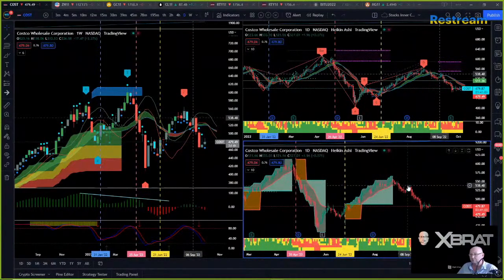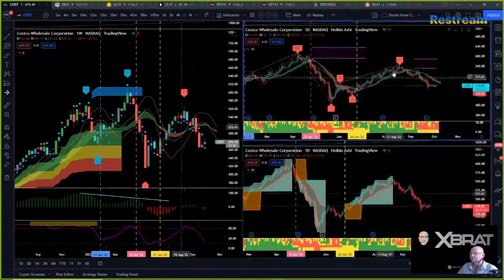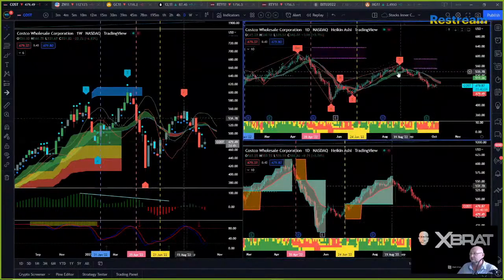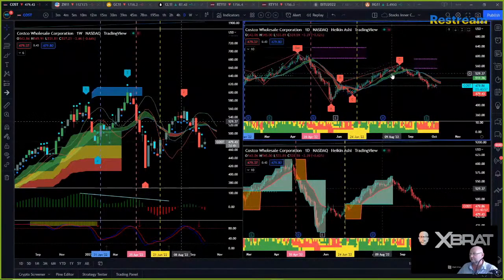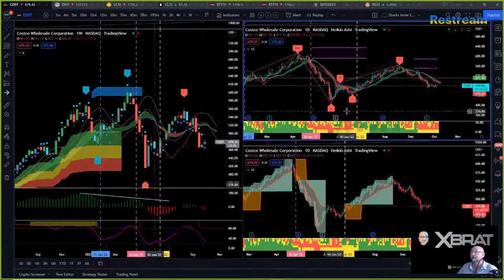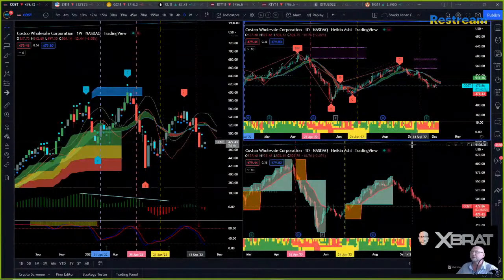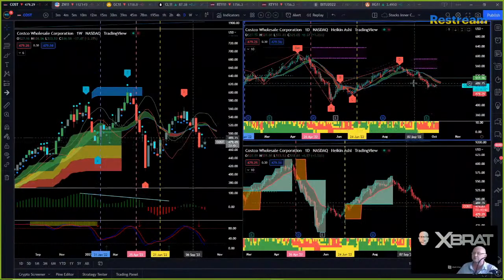We don't get the backup of the roller coaster this time, but we do have a fantastic shorting opportunity at around 529.37, and it's still in now. So sometimes we need to look at combining these indicators because they are different strategies for different types of market conditions. And then when you're looking on multiple time frames, you start to get a real picture of the behavior that's going on.